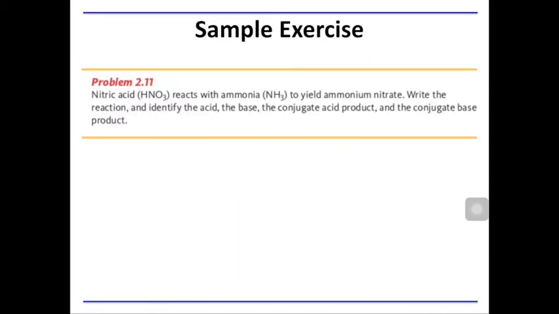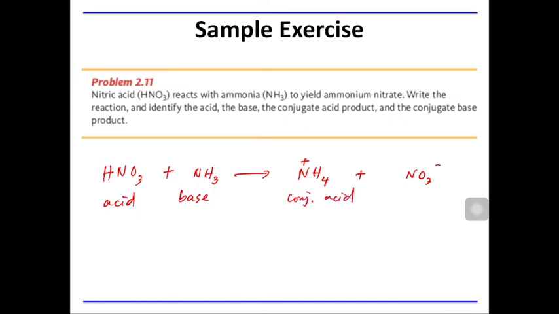Okay, so let's answer some exercises given here. Nitric acid reacts with ammonia to yield ammonium nitrate. Write the reaction and identify the acid, base, conjugate acid and conjugate base product. This one reacts with ammonia to form, well, of course, ammonium plus nitrate. Basically, this one is your acid, this one is your base, this one is your conjugate acid, and this one is your conjugate base.